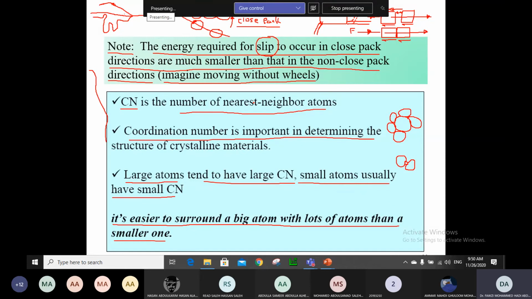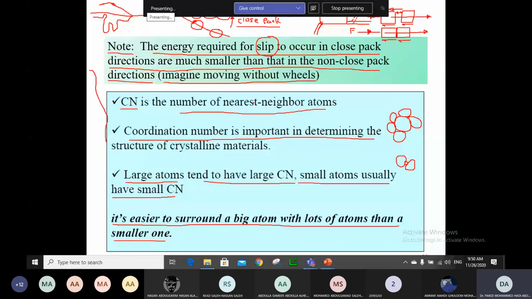In each one of these, I will show you what the close-packed directions are. Not only that, but we will also look at the coordination number, the number of atoms per unit cell, and the atomic packing factor. We will be calculating each one of these for those common crystal structures, in addition to the simple cubic crystal structure as well.